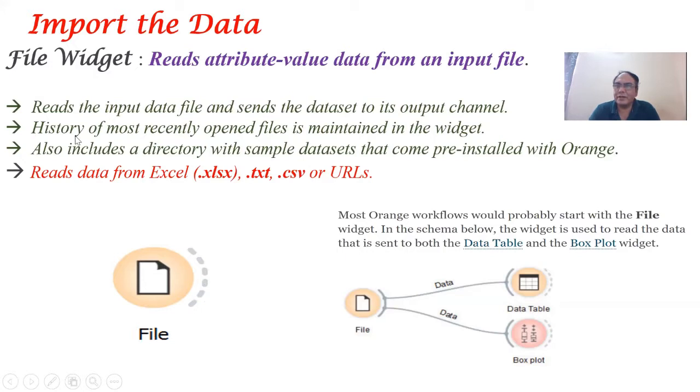It keeps the history of the data on which you are working. When you open this icon, you can see the file. So the latest file is maintained by the icon. When you double click on the icon, you can see the latest file. There are many sample data sets which are available with the Orange software. So if you want, you can also open those data sets. And in File, the most popular file which you can import is the .csv file.